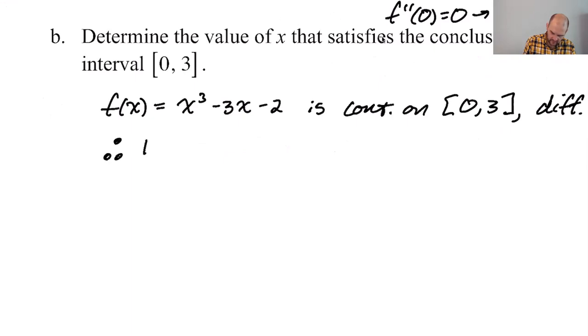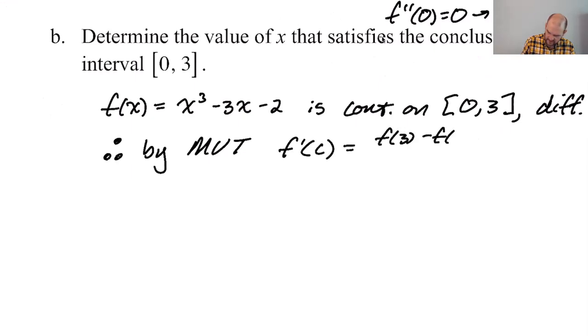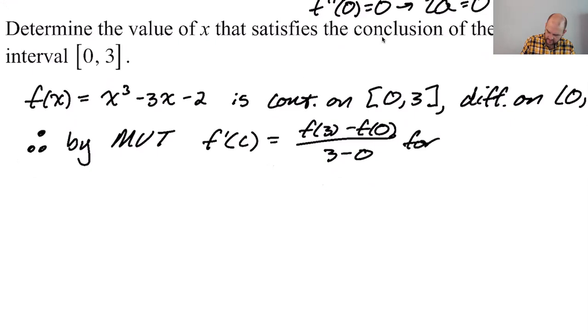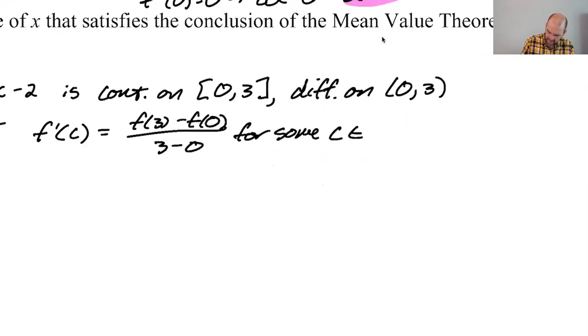Therefore, by the mean value theorem, f prime of c equals f of 3 minus f of 0 over 3 minus 0, for some c that's an element of the open interval 0 to 3. All right, now let's do it. We justified that we're allowed to do it.